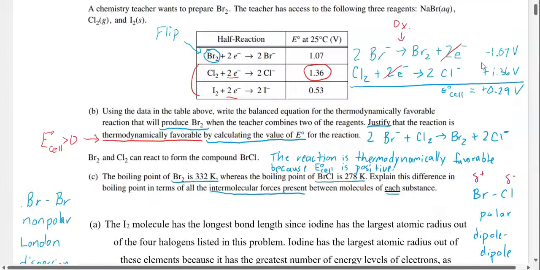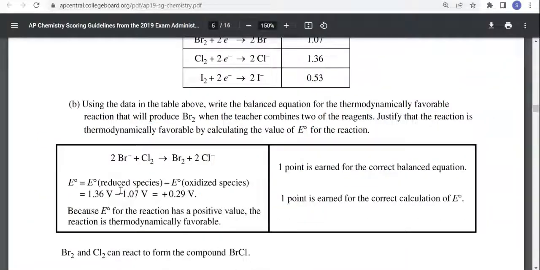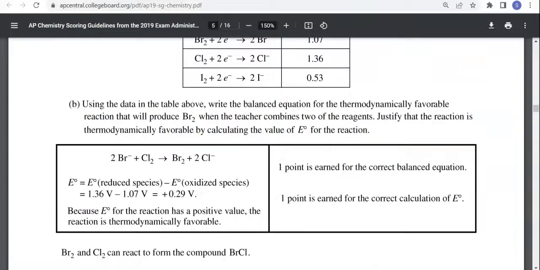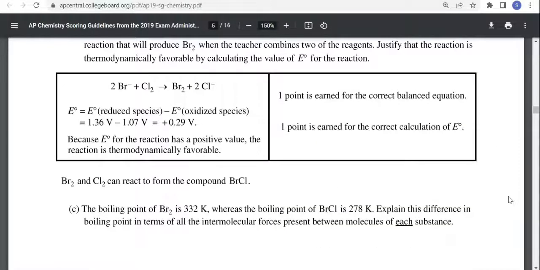I prefer doing it this way, where I actually flip the sign of the cell potential and then add them together, whereas they're not changing the sign, but they're subtracting it. So if you do it this way, it's fine, but that's another way of doing it. Obviously, we got the same answer. And then they wrote a sentence similar to what I did, saying that because E0 is positive, the reaction is thermodynamically favorable. Again, I don't think that sentence is strictly required based on their scoring guidelines, but it certainly wouldn't hurt to write. Okay.